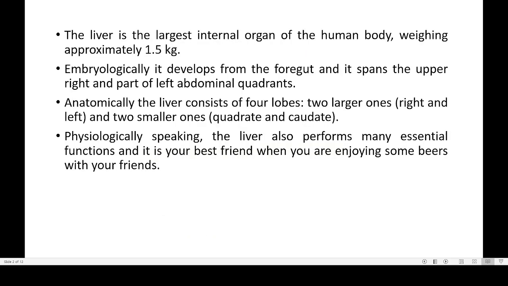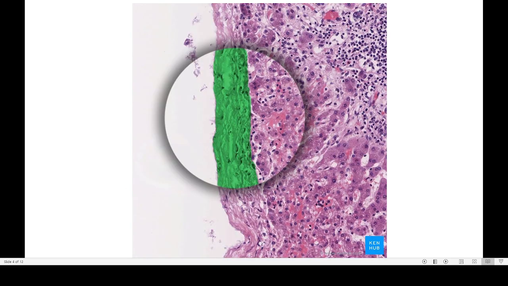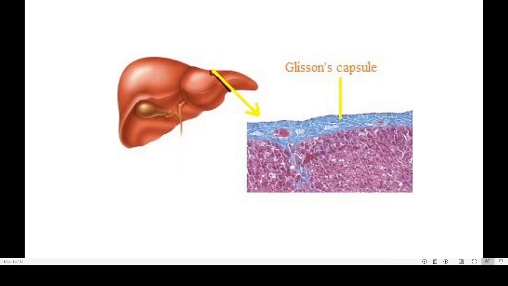Now physiologically speaking, the main function of the liver is producing bile. Bile is an important digestive fluid, and that bile is what helps in the digestion of fat. So the liver has an important function, mainly regarding the digestion of fat. Here you can see it performs many important functions. Then we'll come to the histology part of that.